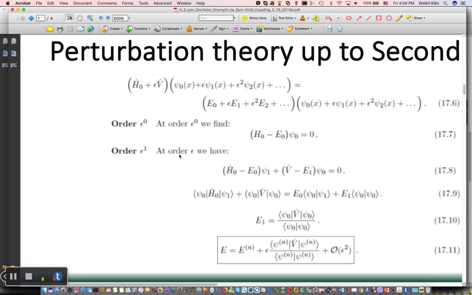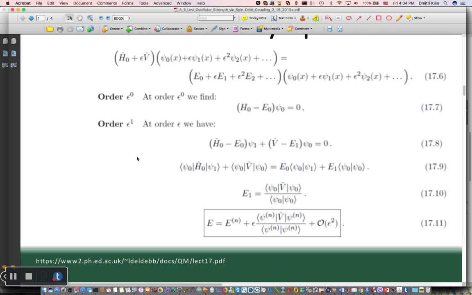The next order, first order perturbation, we get the perturbative Hamiltonian onto other states, and solving using Dirac notation, we can come up with E1, so the energy of the first order correction is this, and then we plug them together and we get this.